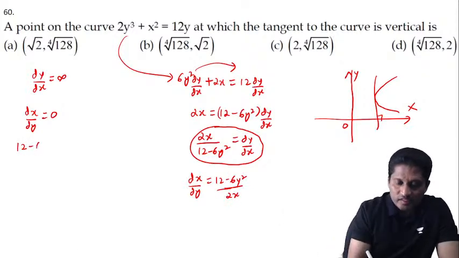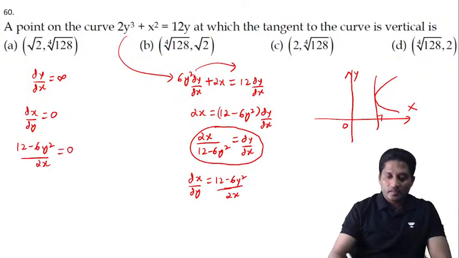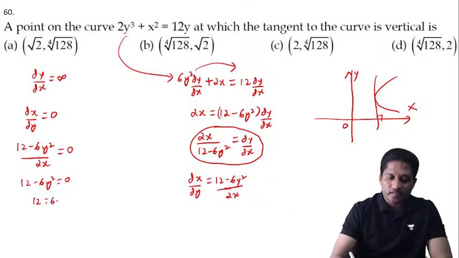This is 12 minus 6y square upon 2x is equal to 0. You understand, guys? Now cross multiply. You get 12 minus 6y square is 0. That is 12 is equal to 6y square. Y square is equal to 2. Y is equal to plus minus root 2.